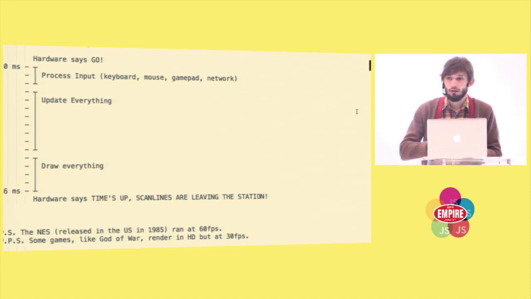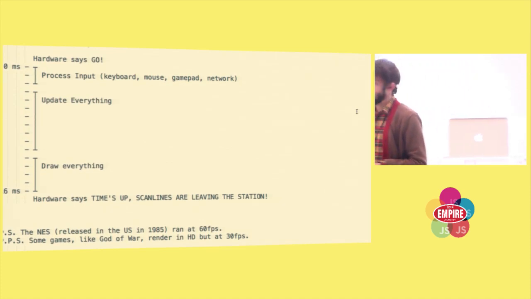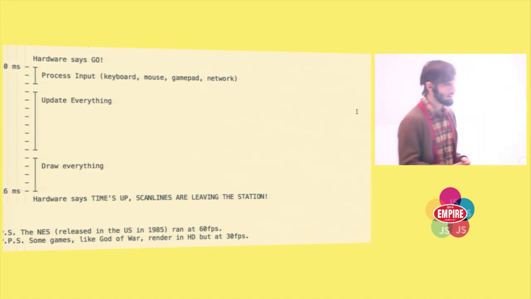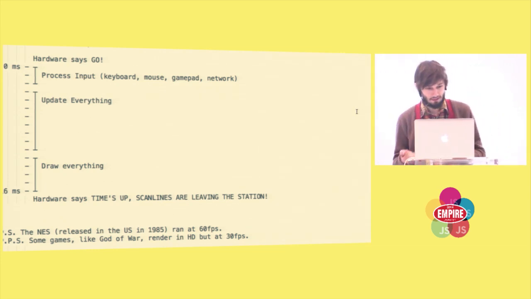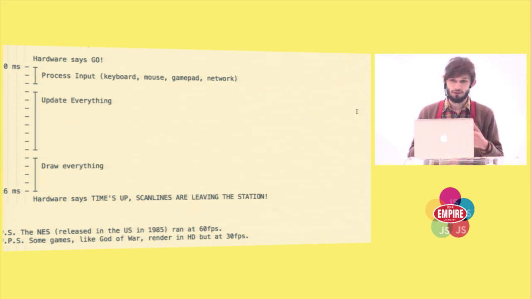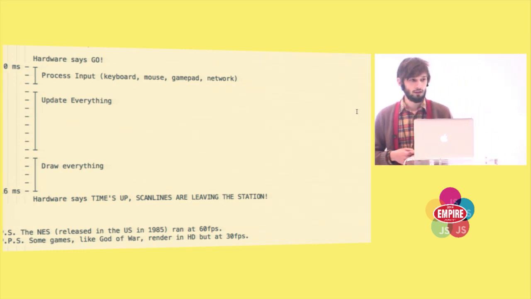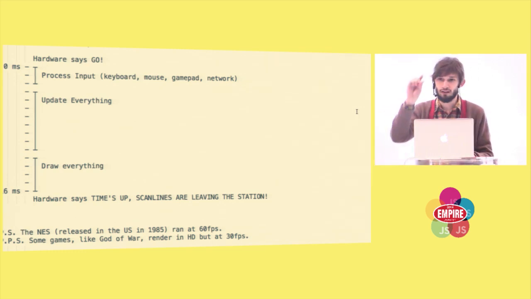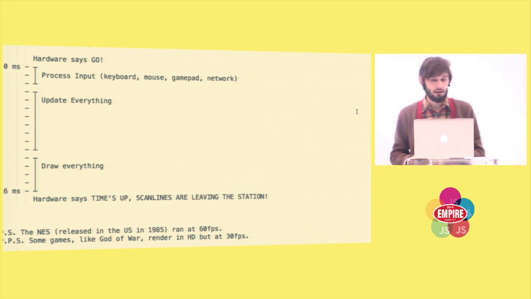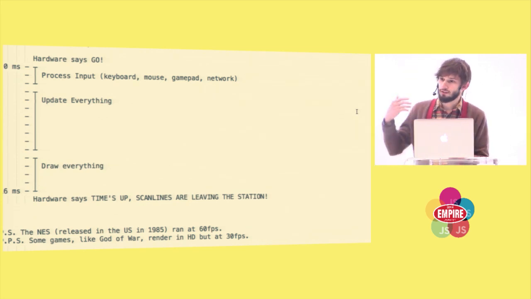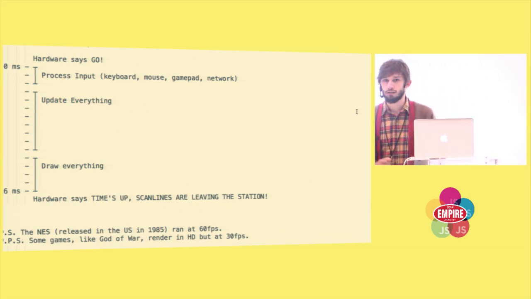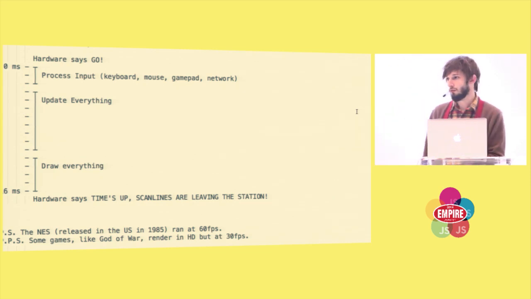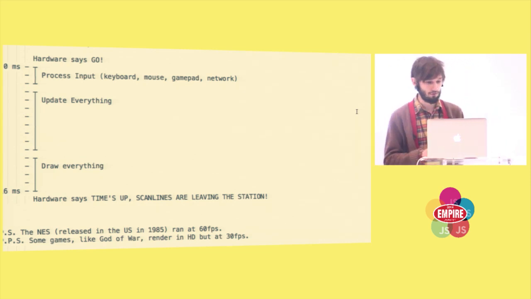So, if we're talking about a game, we have this thing called a game loop. And in an ideal world, maybe on a Nintendo, the hardware says go, you process input, you update everything, like, you know, move Mega Man to the right 2 pixels. You draw everything, which means you actually send all those sprites to the dedicated hardware. And then finally the hardware is like, all right, we're ready to go, paint it to the actual buffer and screen, and then you do it all over again. And you just keep doing that over and over again.